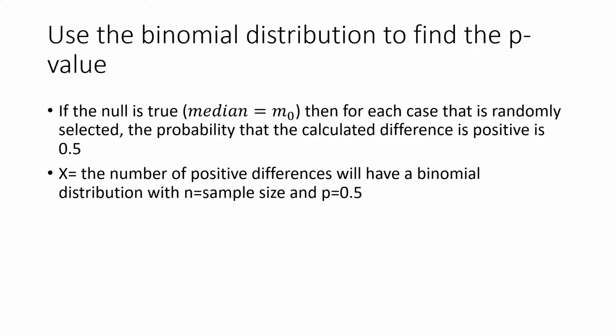If I let x equal the number of positive differences, then x is going to have a binomial distribution. The n for my binomial distribution is going to be the sample size, and p, the probability that each of the randomly selected values will be greater than the median, is going to be 0.5. So then if I were doing a right-tailed test, I could use the binomial distribution to find the probability that my binomial random variable x takes a value greater than or equal to the number of differences that I saw that were positive in my sample, and that would give me my p-value.